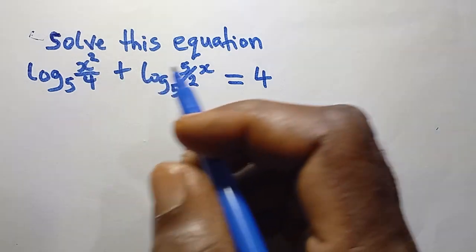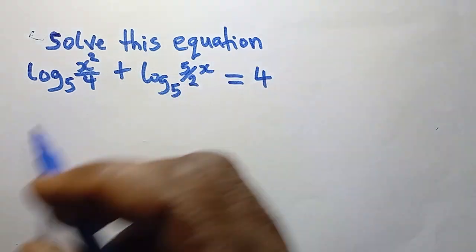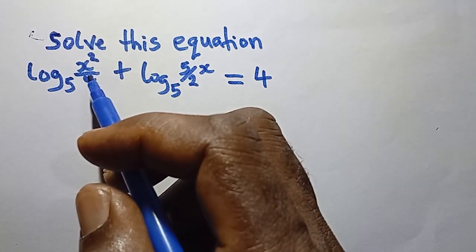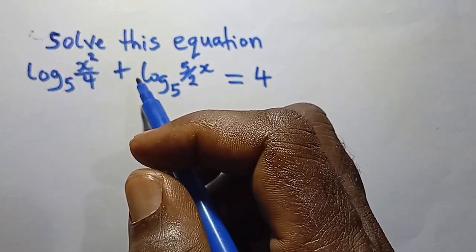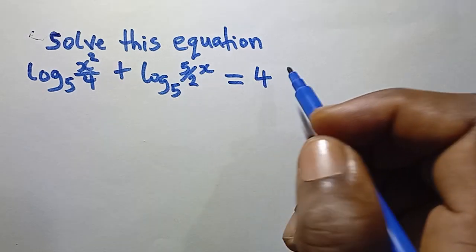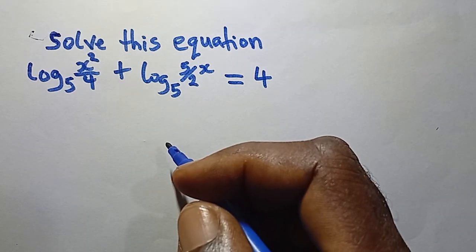Today we'll be looking at how to solve equations in logarithm. So the question here says log of x squared over 4 to the base 5 plus log of 5 over 2x to the base 5 is equal to 4.